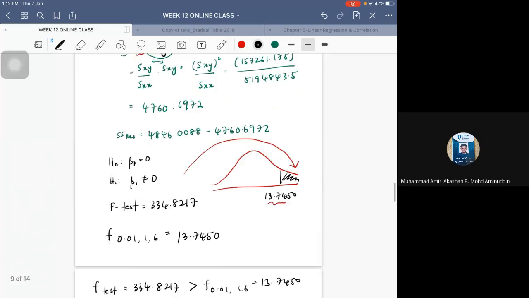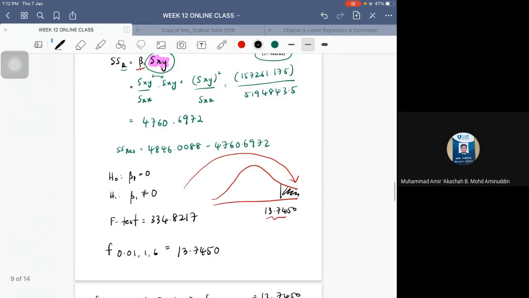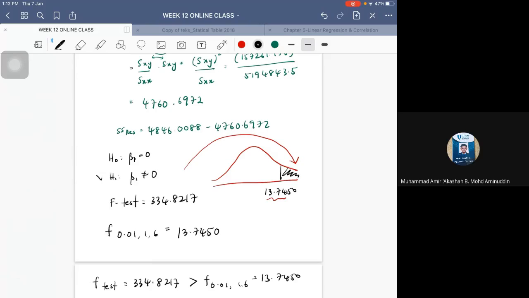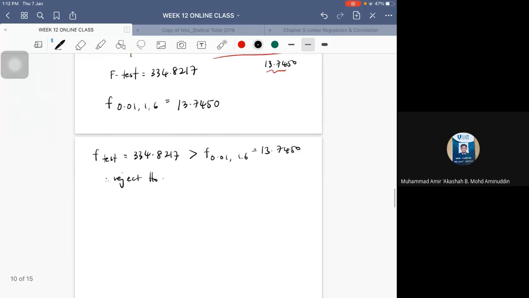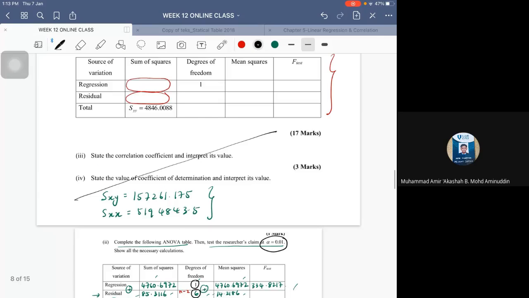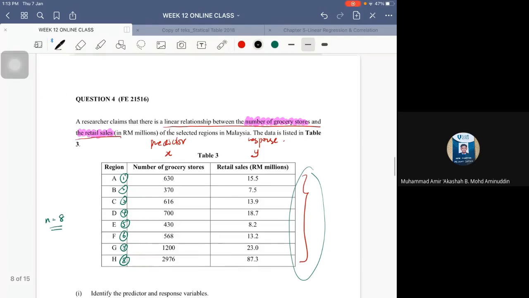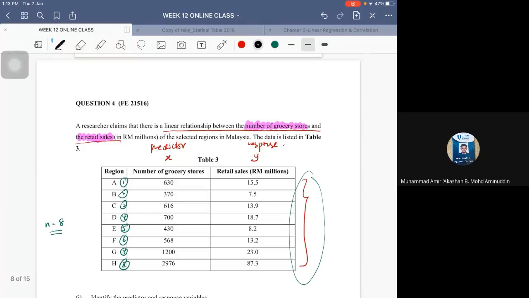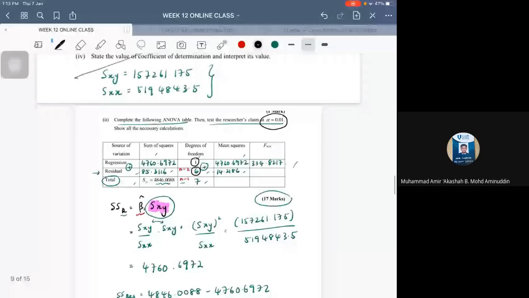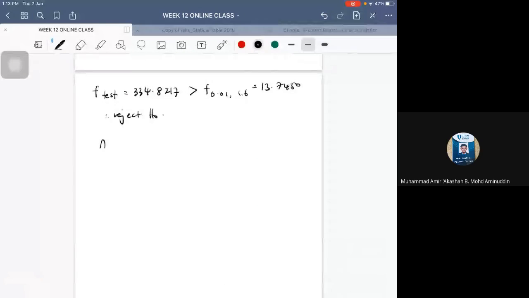So what does it mean to reject H null? Rejecting H null means that the alternative is going to be correct. So beta 1 is not equal to 0. The gradient is not equal to 0, which means there is a relationship. So we're going to test the claim. What does the person claim? He or she claims there is a linear relationship, and that's right. So the claim is actually correct. We can see that at alpha equals 0.01, we have sufficient evidence to support the claim.